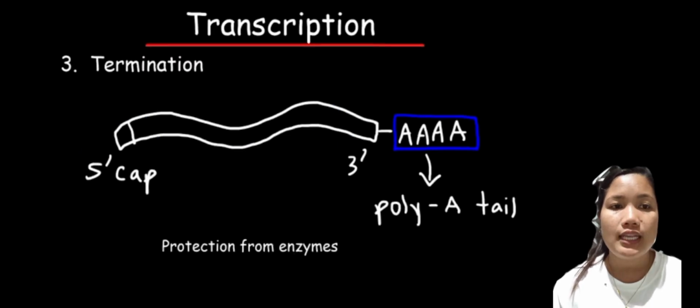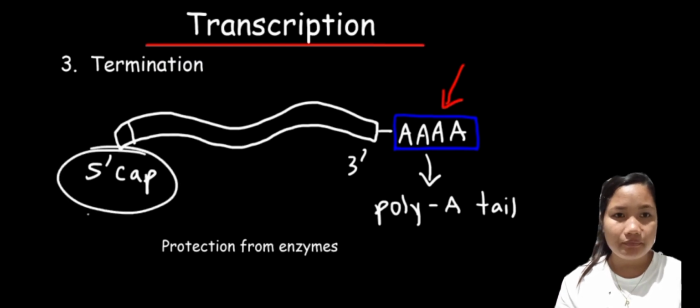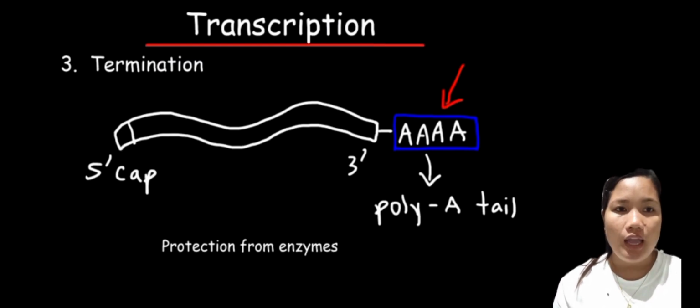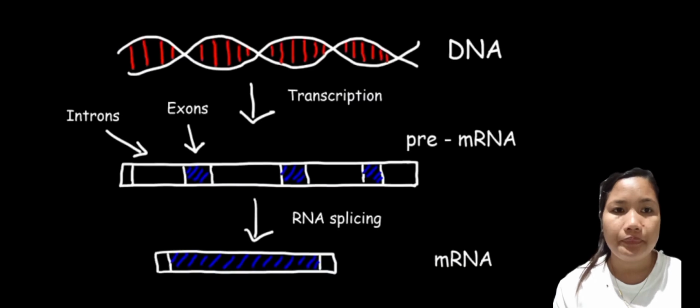Now, during the last step of transcription, which is the termination step, the RNA polymerase molecule and the mRNA strand all separate from the DNA template strand. In this step, the poly A polymerase enzyme adds the poly A tail to the 3' end of the mRNA strand. Also, during the beginning of transcription, the 5' end is capped, and the reason for this is to protect the mRNA strand from being degraded by certain enzymes.